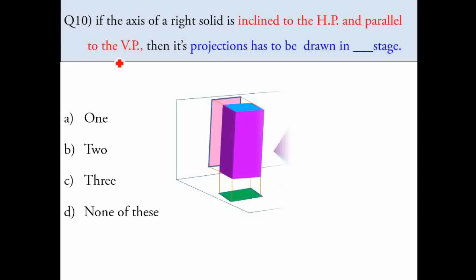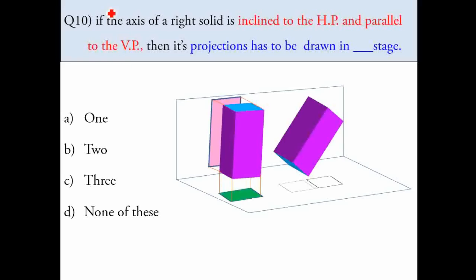Just have a look at the diagram. The same condition is used here. The axis of the object is inclined to the HP and parallel to the VP. In the first step we always consider that the axis is perpendicular to the HP and draw its front and top view. Then in the second stage we consider the actual inclination of the axis with the reference plane, either HP or VP. Here they have given the inclination with the HP. Such numericals we have to solve in two stages.